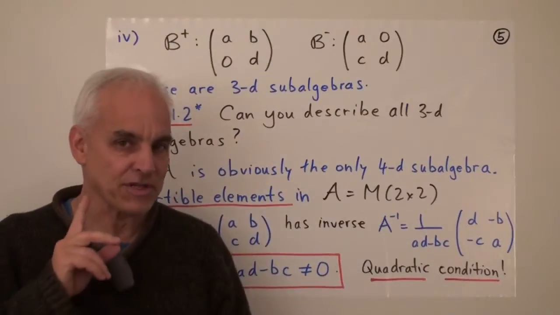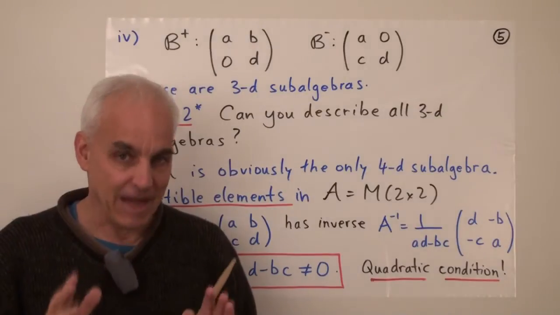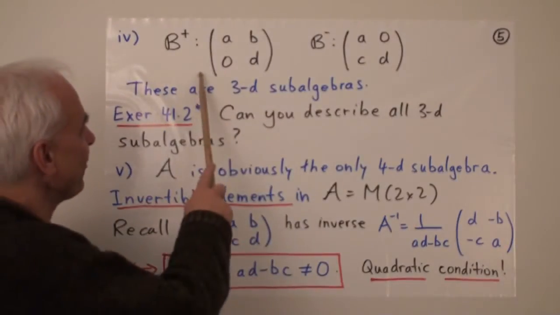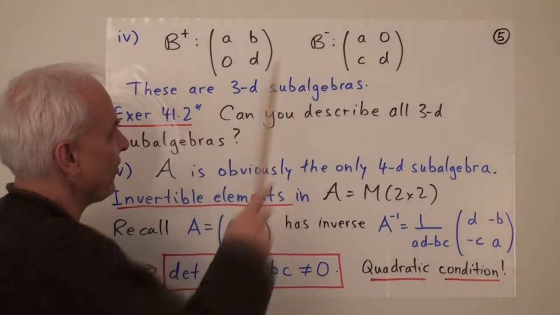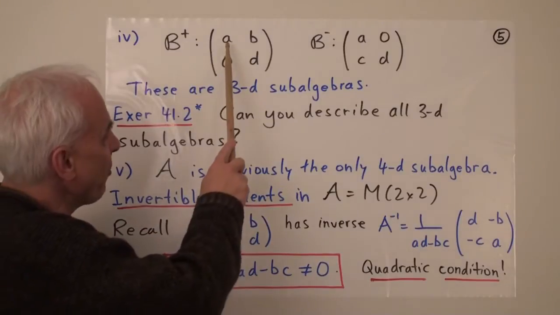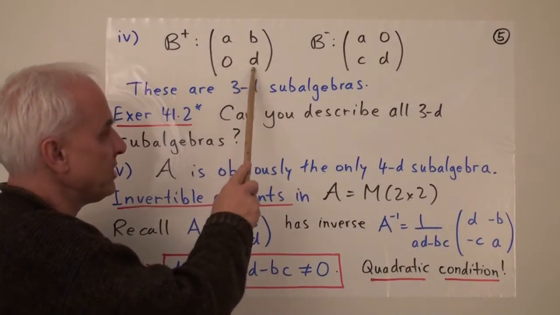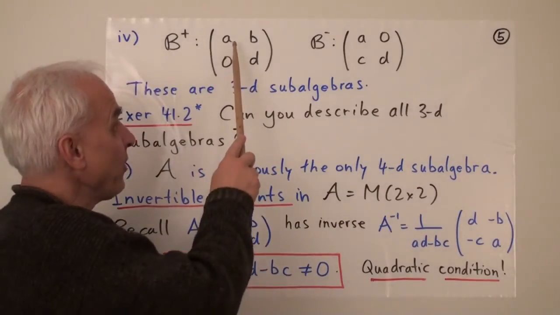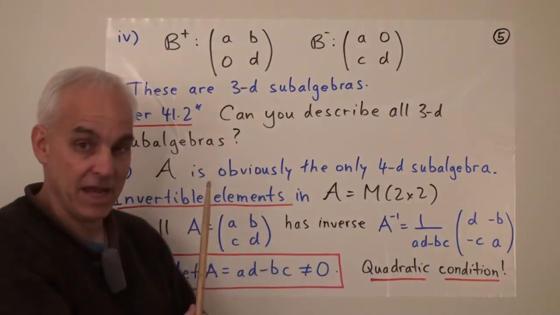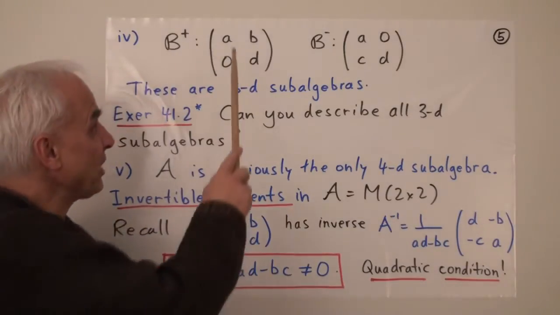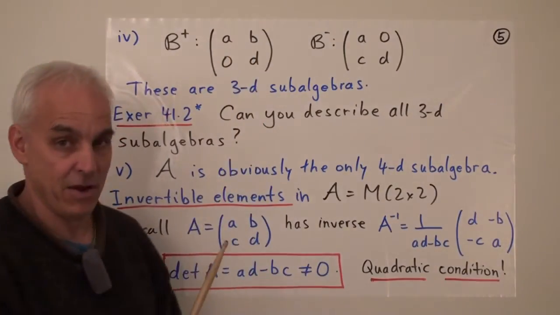All right, now let's look for some three-dimensional subalgebras. All right, so here are two examples. Let's call them B plus and B minus. B plus consists of matrices of the form A, B, 0, D. So it's a lot like N plus, except that with N plus, these two entries had to be the same. Now they're allowed to be different. So we actually have a three-dimensional space now.